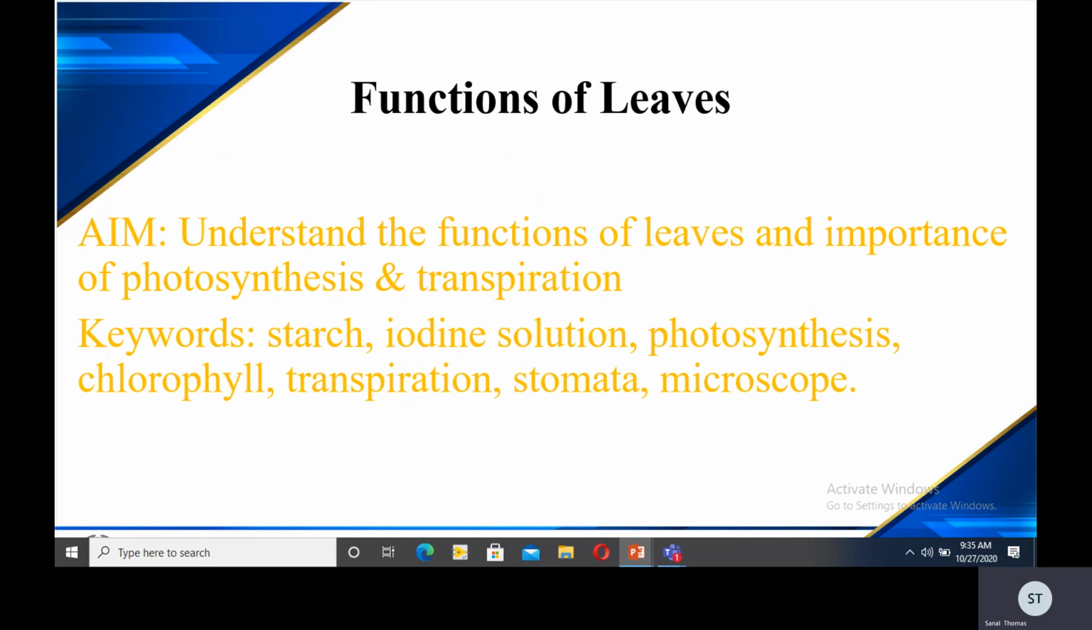So tell me, which part of the plant will make its food? Yes, the leaves of a plant will make food. So how can we find out whether leaves make food or not? Yes. For finding that out, we can carry out the starch test.